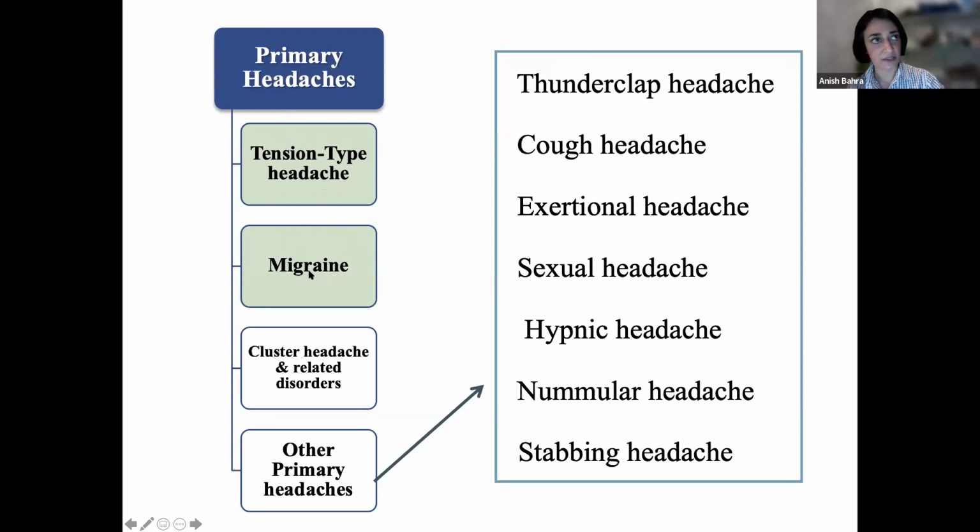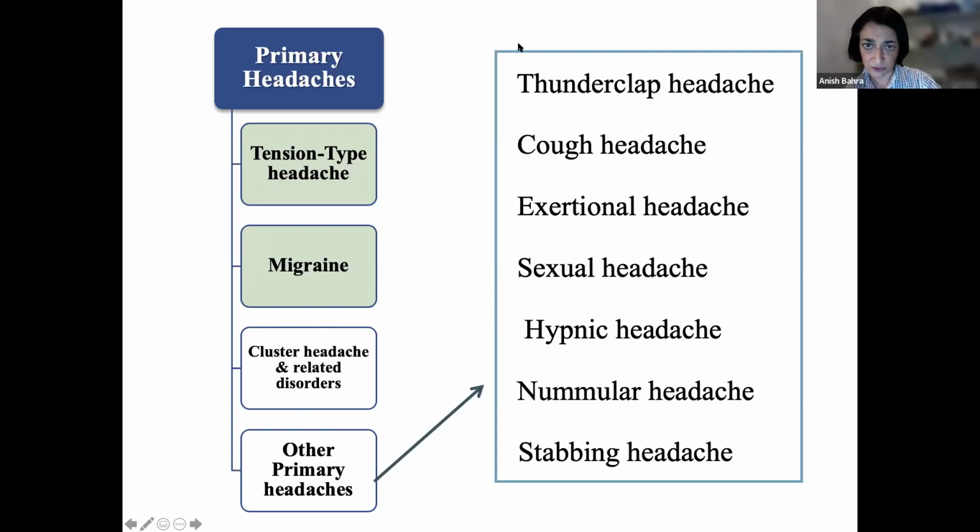A prevalence of about 12% in migraine. This is the most disabling primary headache disorder. And then you get a cluster headache and related disorders, so paroxysmal hemicrania, hemicrania continua, and SUNA. So if you look at cluster headache, it's about 0.2% as a population prevalence, and then gets much more uncommon for the other 3. And this is the group of primary headaches I'm going to talk about.